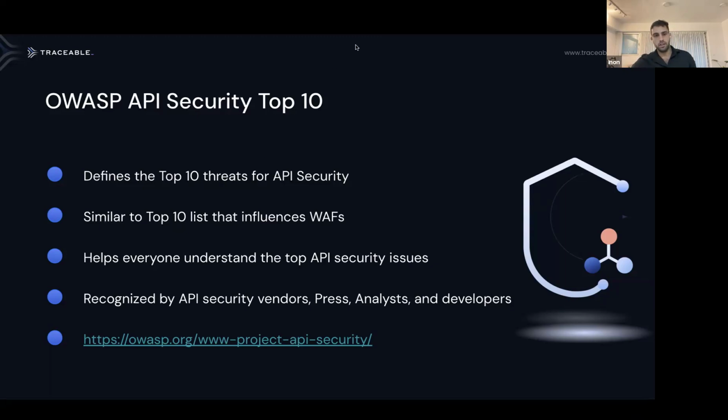It got recognized by many API security vendors, press, analysts. In the field of API security, many people are using this list as a resource. And also, I want to mention that this list was not created because the leadership team decided these are the top 10 threats. It was a process of creating this list together with the community. We interviewed many people from the industry and also published the draft and got feedback from the community. And after many rotations, we created the final version of the list.